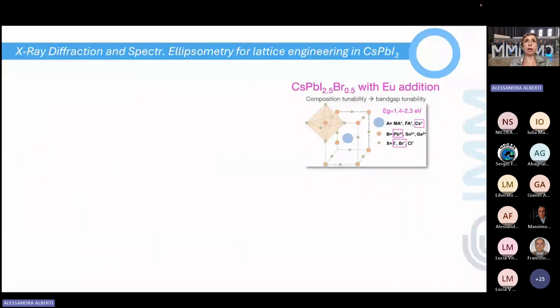The question now is how to block this transition from the black to the yellow phase in cesium lead iodide. A method to apply is further lattice engineering, so adding species inside the lattice structure. We chose to add bromide together with iodide to share the same lattice, and we also decided to add europium in a small amount.